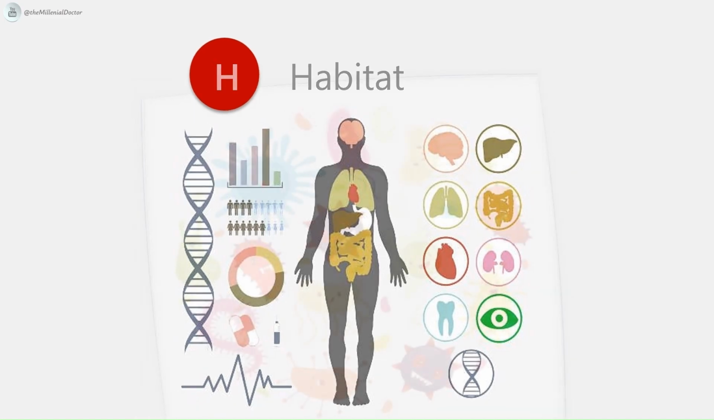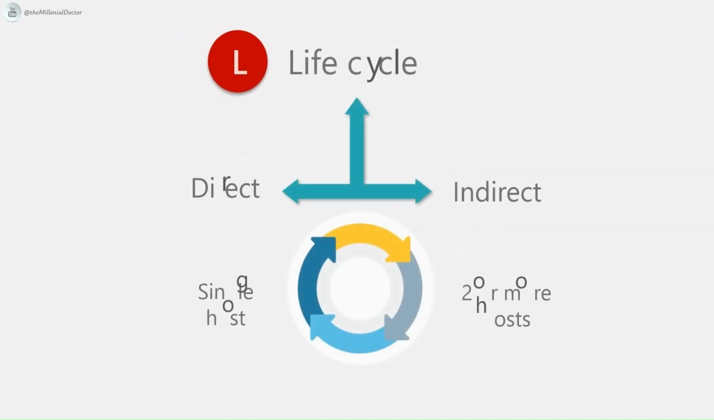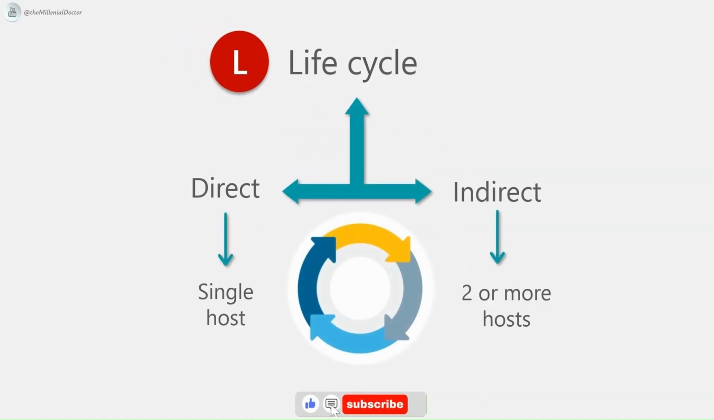Next is Morphology. Morphology refers to the structure of the parasite, the physical appearance of the parasite and the structure it is made up of. Next is the Life Cycle. The life cycle of a parasite can be of two types. One is direct life cycle and indirect life cycle.